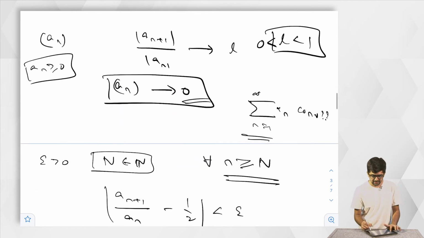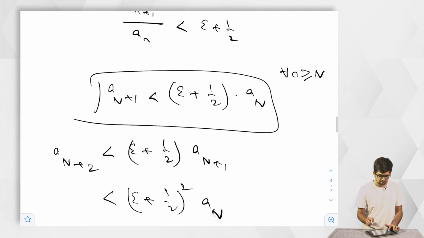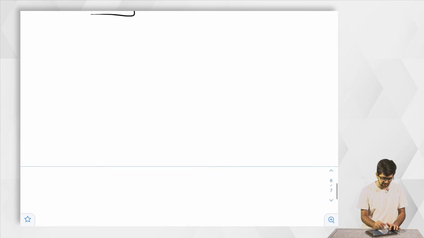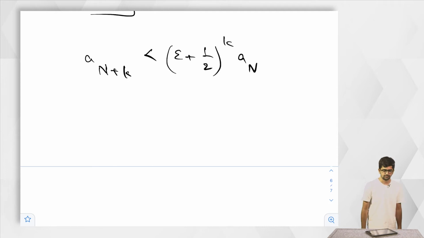Now the next thing to do is check if this thing is convergent or not. That is the idea. So now let us try to use this observation. And what is it? Let me write down that one more time. a_{n+k} is less than (epsilon plus 1 by 2) power k times a_n, that is what I have written before, but one can replace this whole thing by L again. Right. Now what?